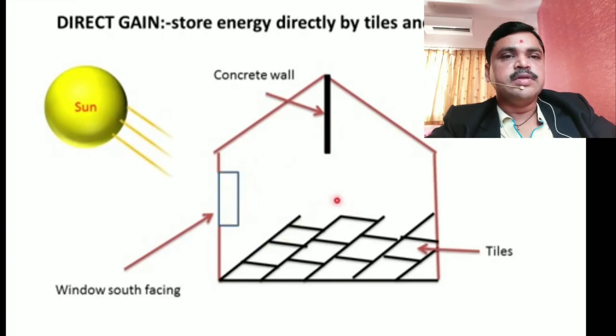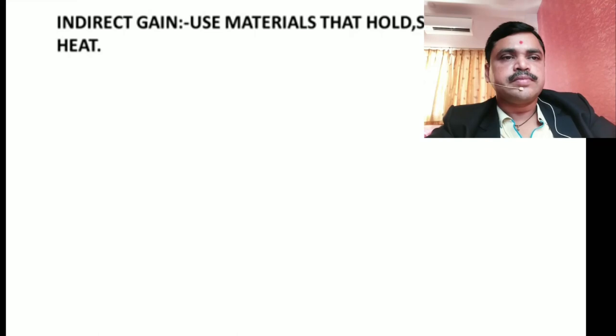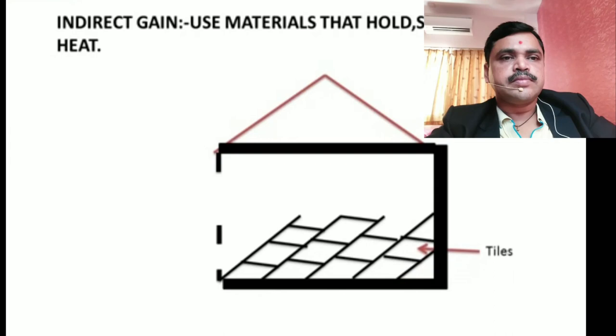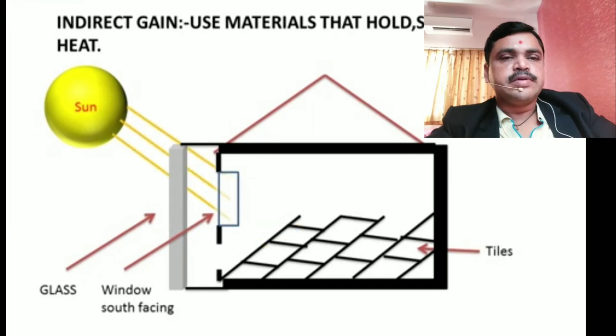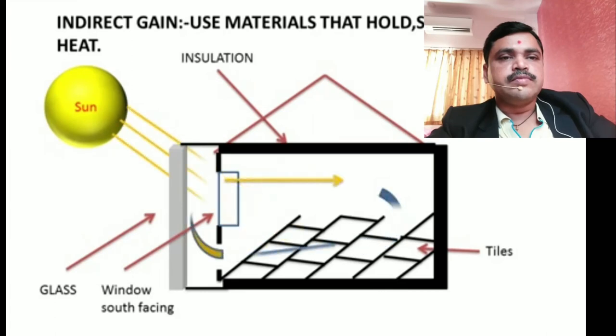The tiles absorb the solar radiation. Passive method, in a day solar radiation is absorbed, and the top vent opens. The path of circulation or circulating air is this type.